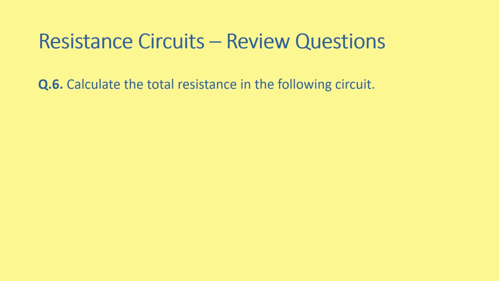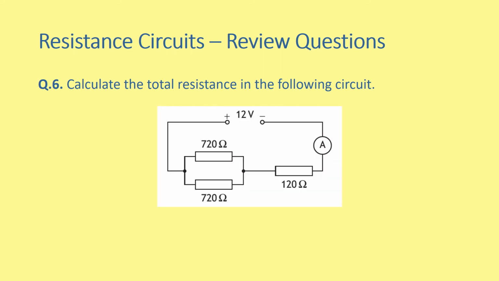Calculate the total resistance in the following circuit. Again, it's a mixed circuit, so we want to work out the parallel combination first. But here, look, here's a special case. 720 ohms and 720 ohms. These resistors both have the same value, so that means I don't need to do the calculation because the total resistance is going to be that resistance divided by the number of resistors. 720 divided by 2 is 360. So our total resistance is equal to 360 plus 120, which gives us 480 ohms.